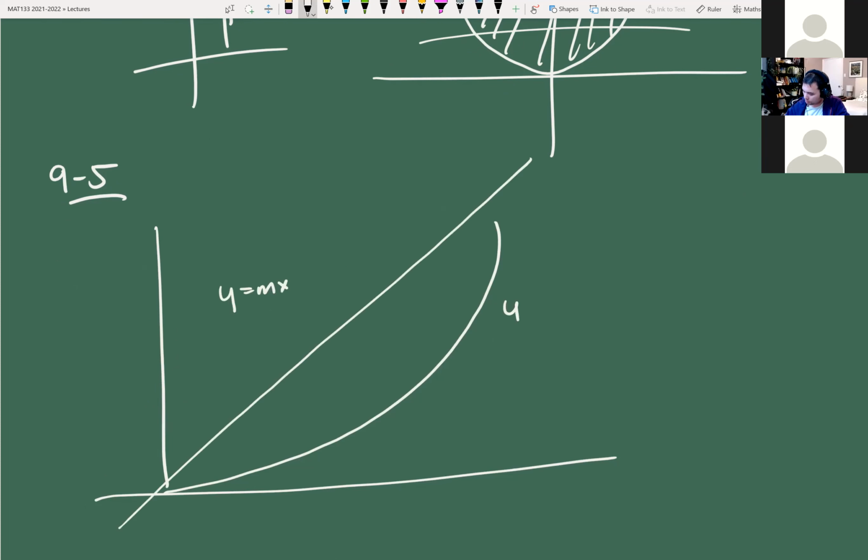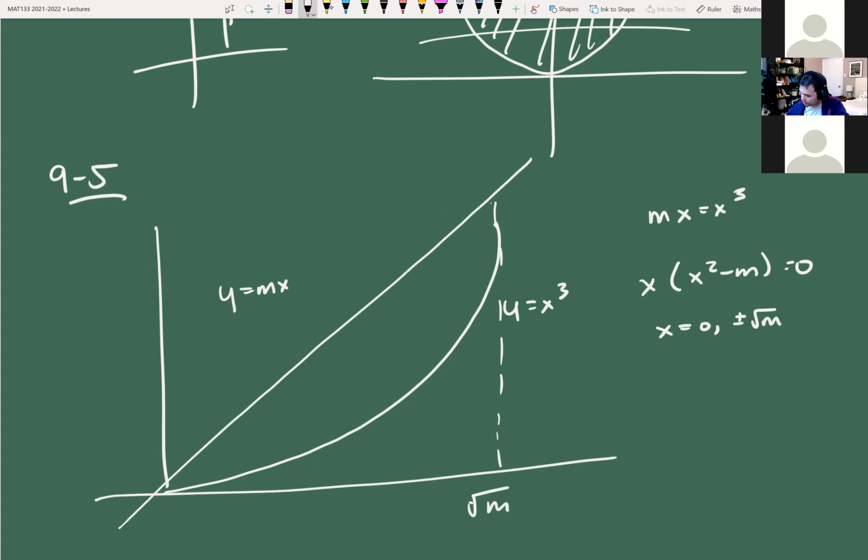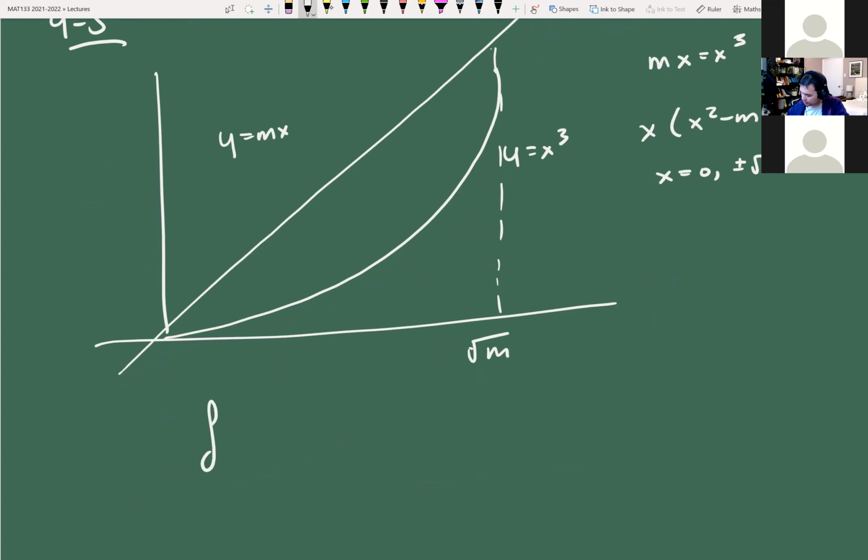So we've got y equals mx, we've got y equals x cubed. Where do they intersect? So we get mx is equal to x cubed. So we get x times x squared minus m is equal to 0. So that's x equals 0 plus or minus root m. Obviously, we throw away the negative solution. So this is square root m here. And then the integral is mx minus x cubed from 0 to root m. You want that to be equal to 8. And now solve for m.